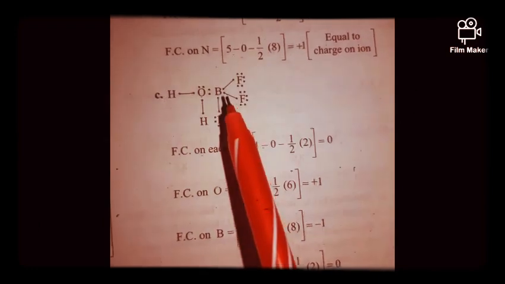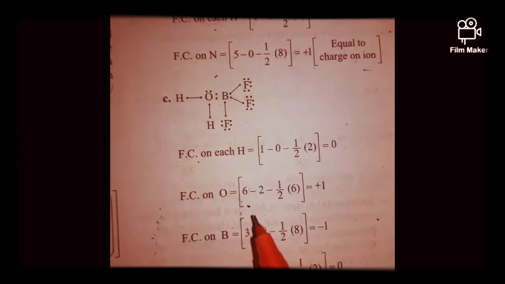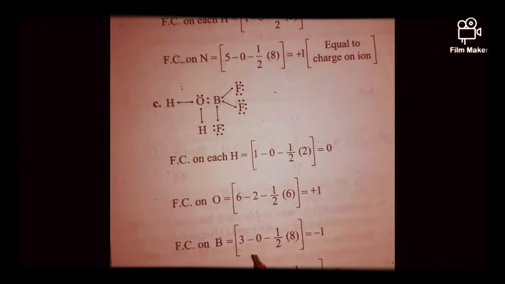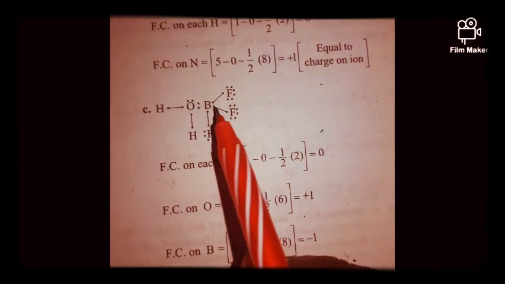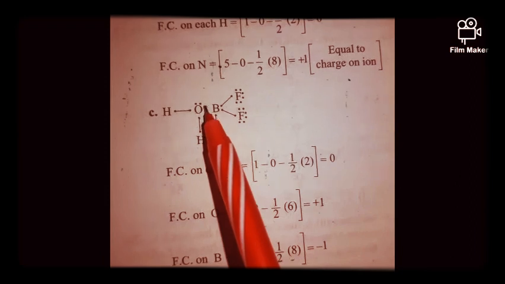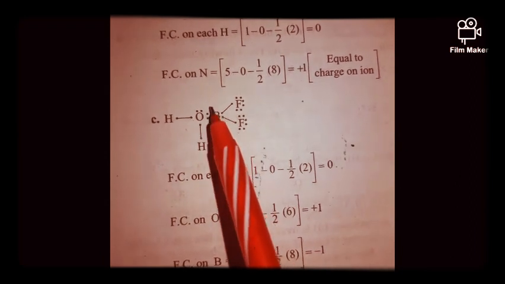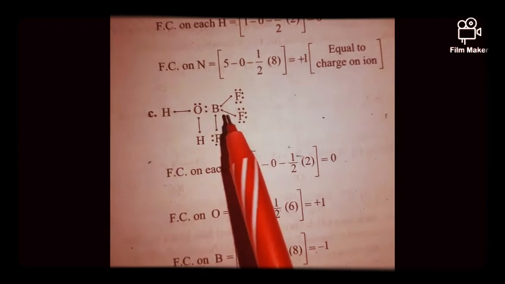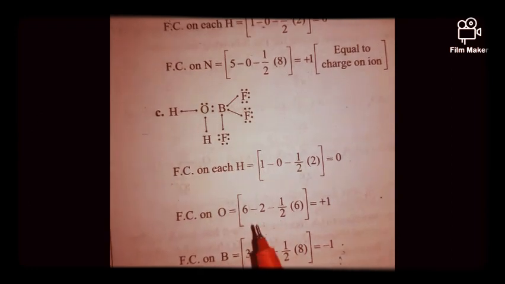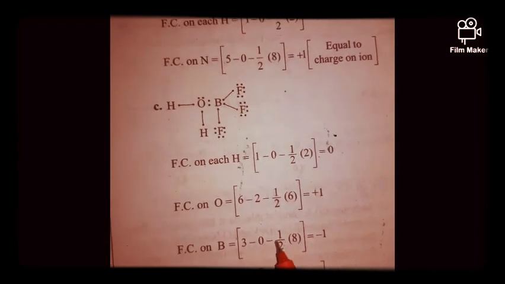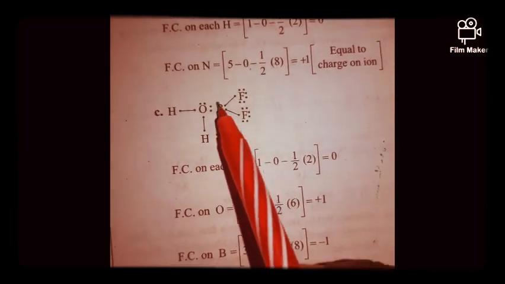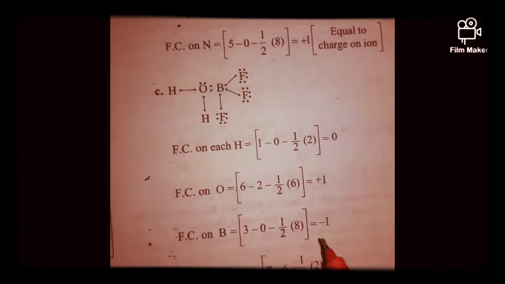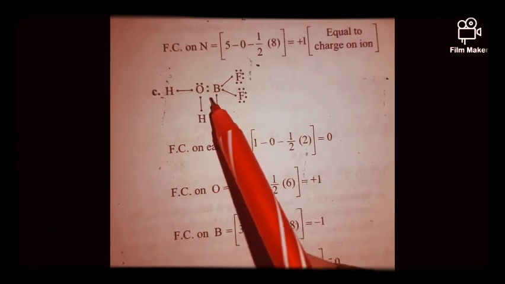Next, for boron, the formal charge on boron. The group number of boron is 3 minus the number of non-bonding electrons. If we observe the surroundings of boron, the non-bonding electrons are absent because these two electrons are already involved in bonding. I already said that. So non-bonding electrons are 0. So 3 minus 0 minus half into bonding electrons. Surrounding the boron 4 bonds are present, that means 8 electrons are involved in bonding. If we solve this, we will get -1. So the formal charge on boron is -1.